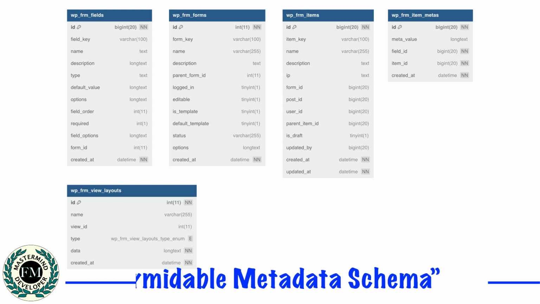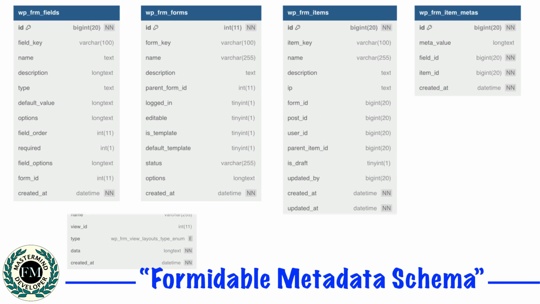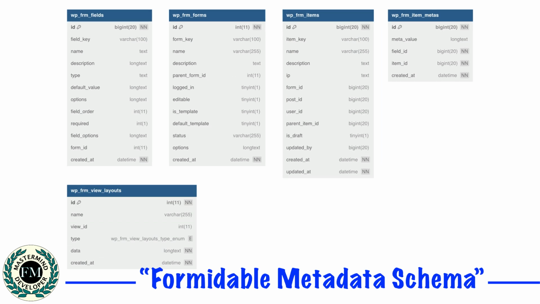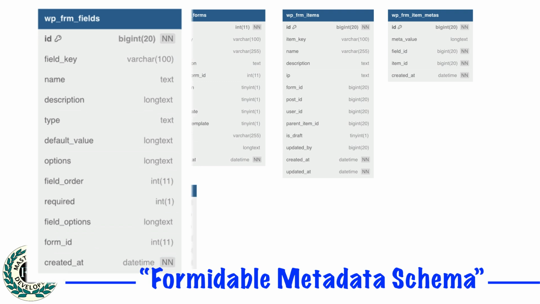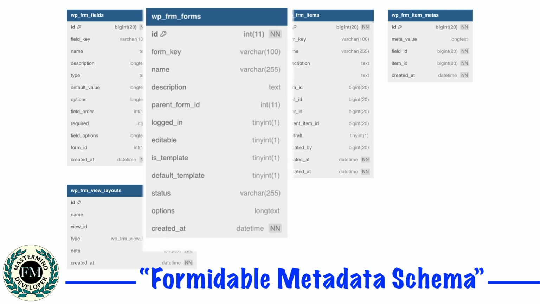Formidable Forms relies on a handful of key database tables to store metadata, each with a distinct purpose. Let's walk through the main ones. Form fields stores metadata related to individual form fields, such as labels, data type, and validation rules. Form forms. This table contains metadata about each form itself, including settings like form layout, pagination, and styling.